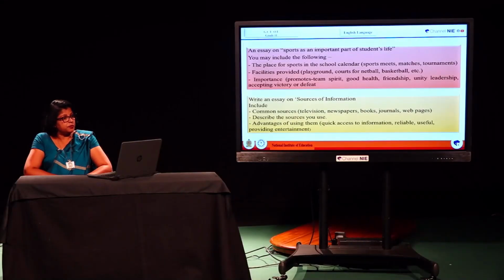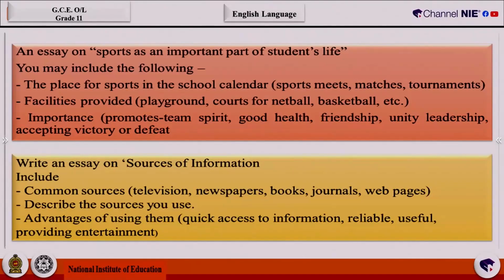An essay on sports as an important part of students' life. Again, the guidelines are given. The place for sports in the school calendar. You are given sport meets, then you can participate in matches and tournaments. You are going to elaborate on these things. Facilities provided, like playgrounds, courts for netball and basketball. So you can analyze and elaborate these facts as well.